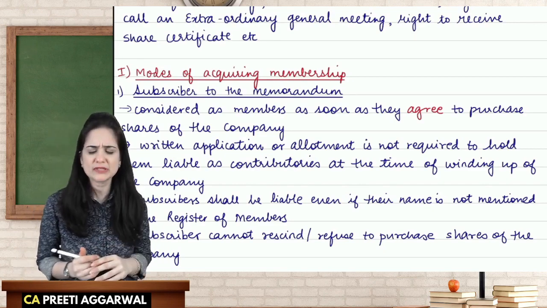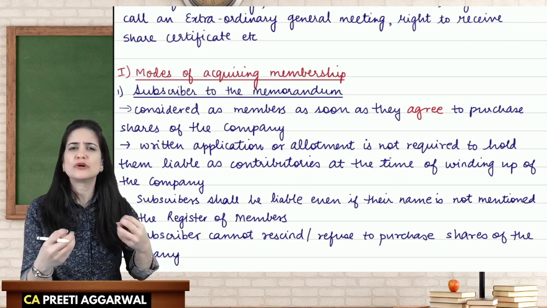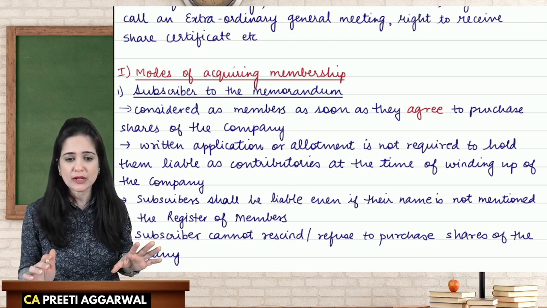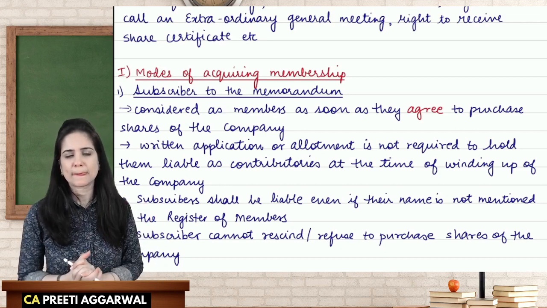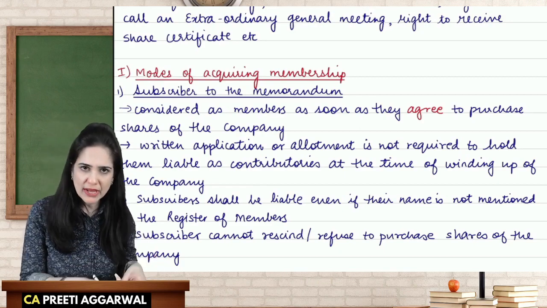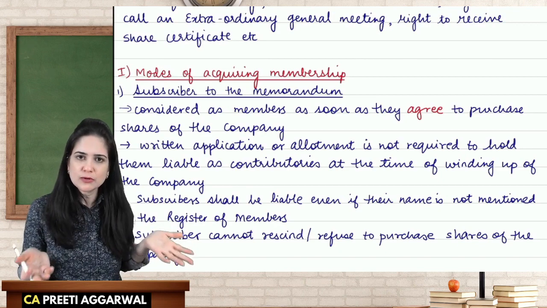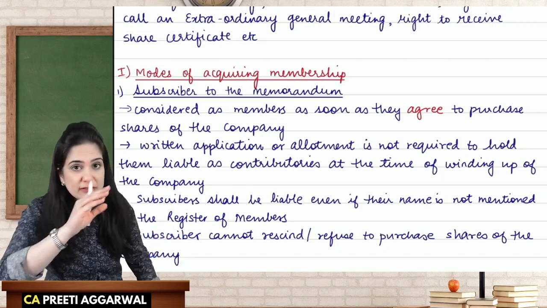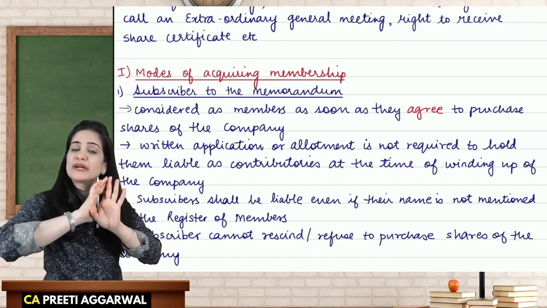Now let's say what happens. The company is incorporated. The company incurred a few liabilities, let's say 2 lakh rupees. After incorporation, the company purchased goods worth 2 lakh. Then the company went into liquidation. So who will pay that 2 lakh? Contributories. Even though their name is not mentioned in the register, even though we have not yet allotted shares to them.